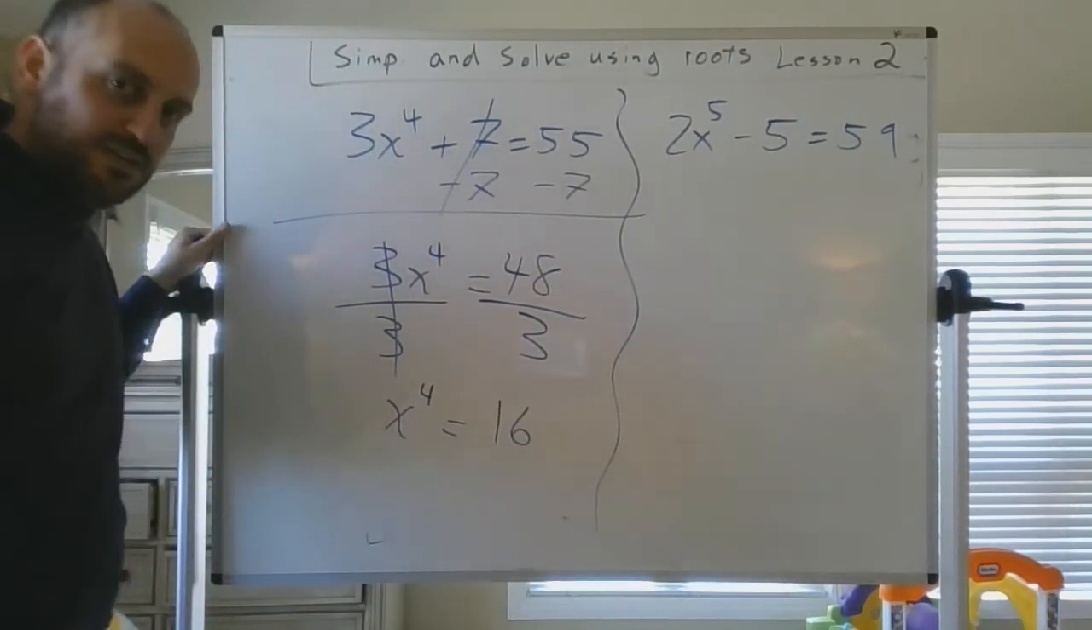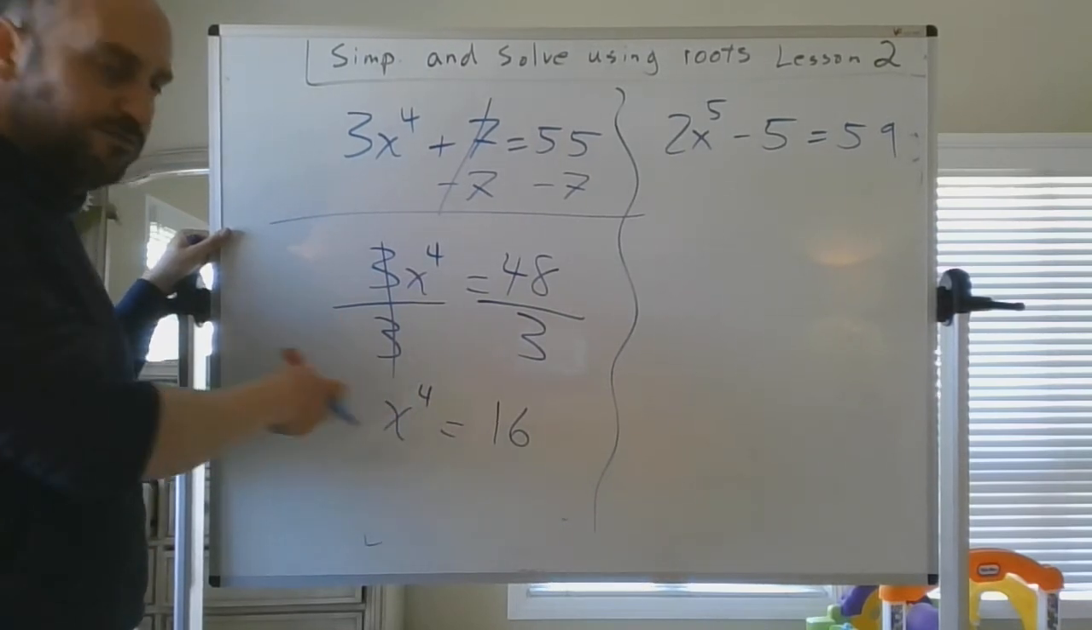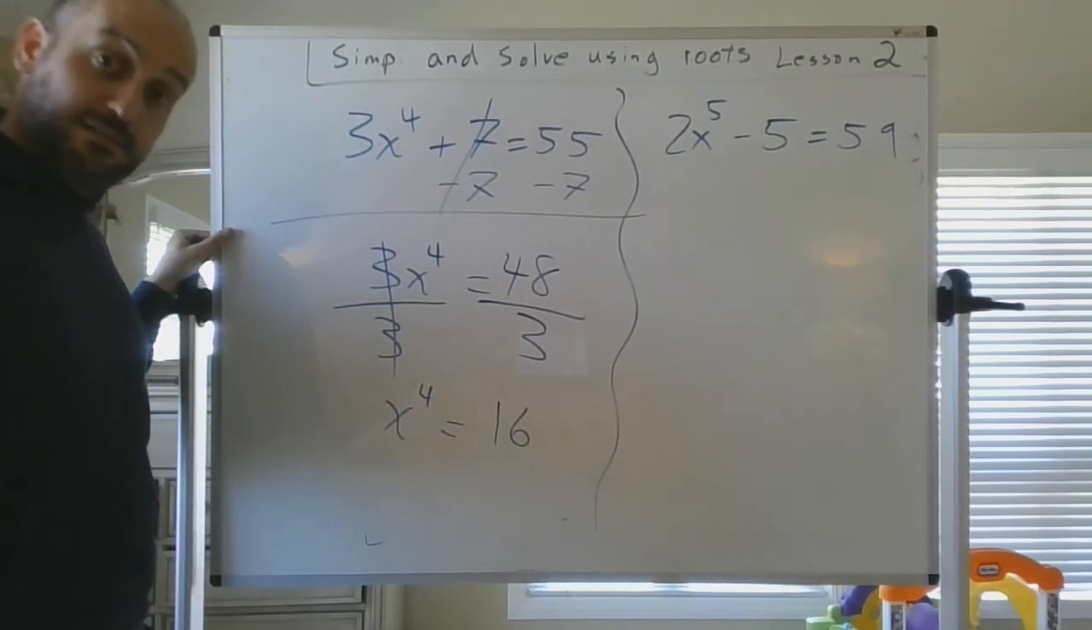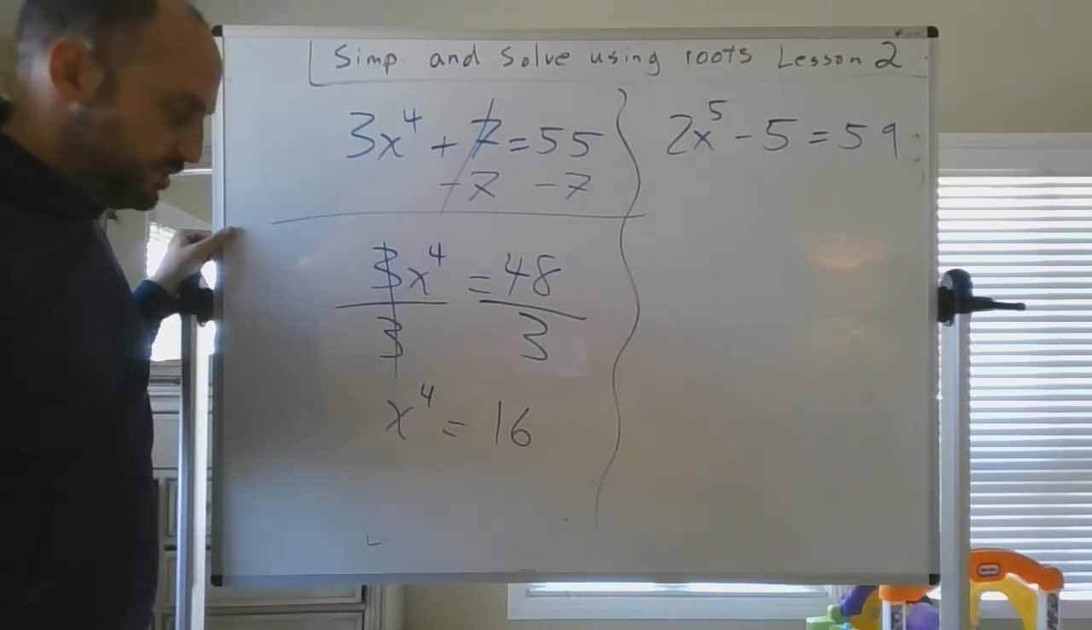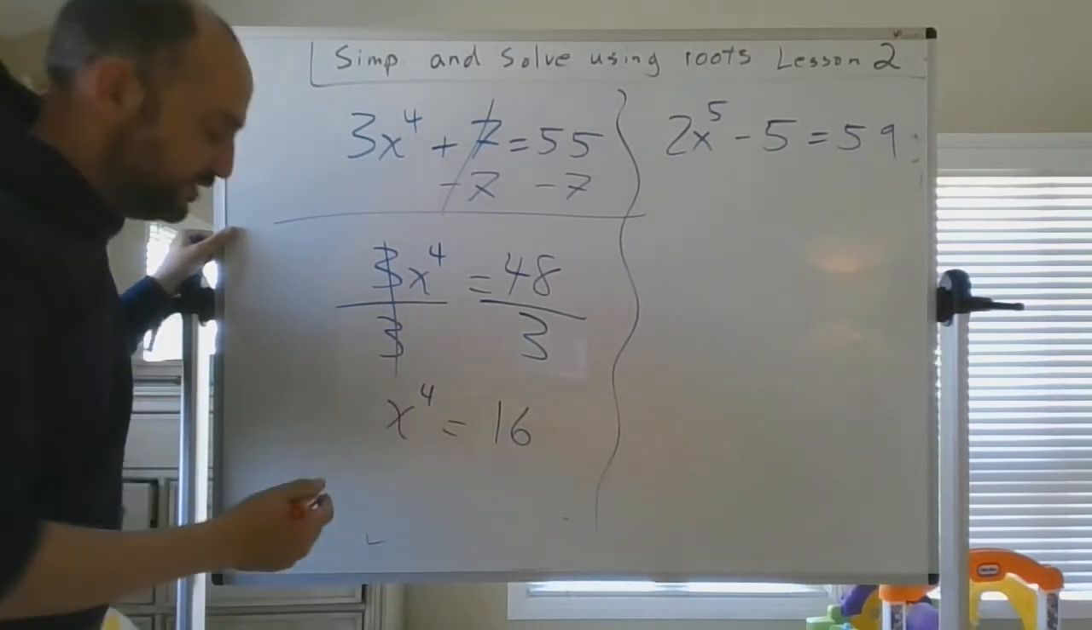Now, some students can use mental math. They go, okay, what to the power of 4 is going to give us 16? That's 2. And you're absolutely right. You can do that and you're perfectly fine. I'm not going to trip. However, I do want to show you the mathematical algebraic way of doing this.